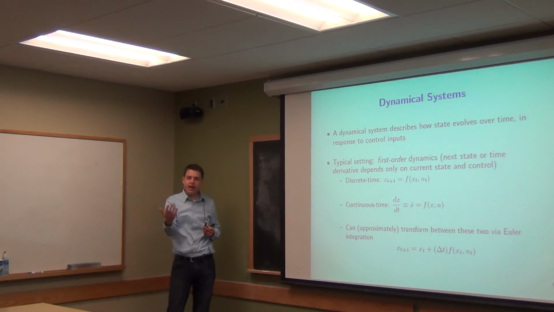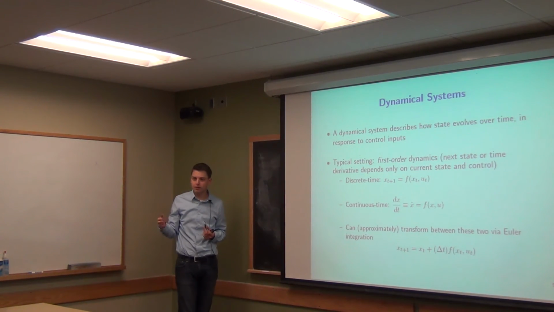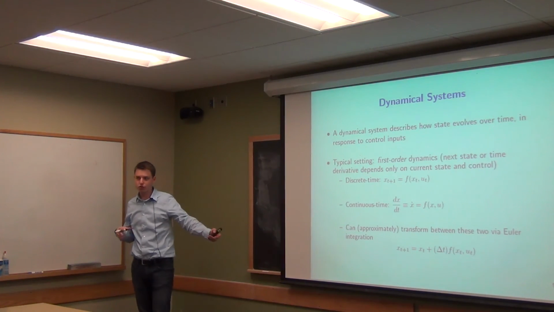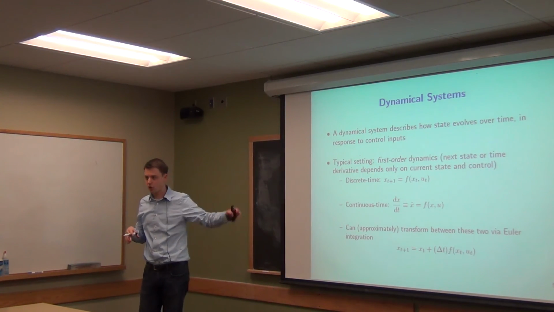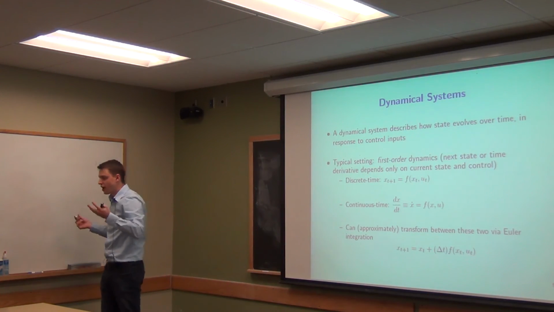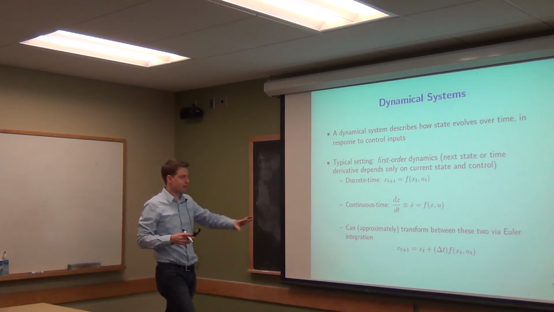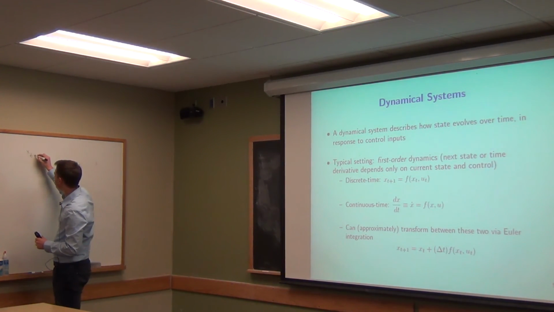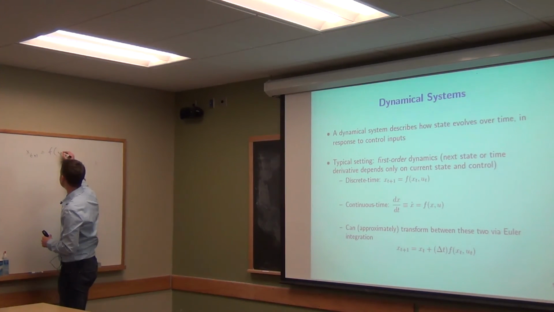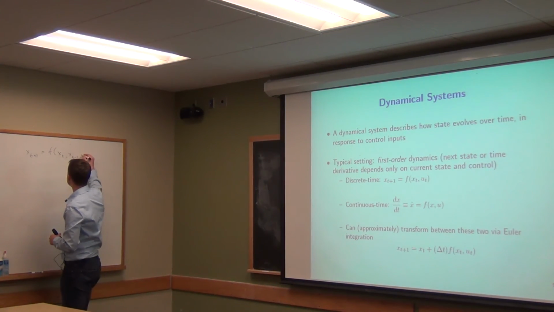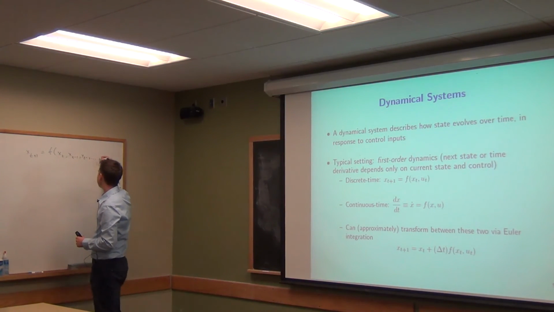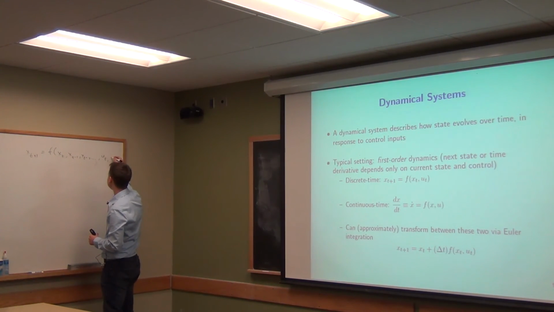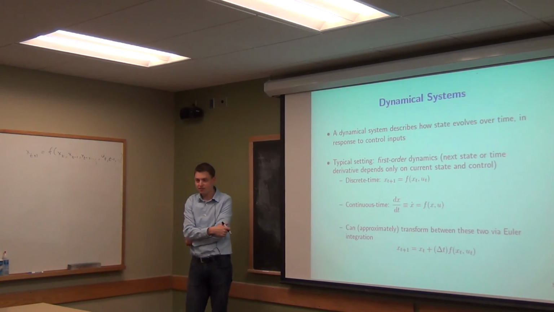Right? Because the future state could potentially depend on all the past states you've seen and all the past controls you've seen, according to this definition here. So say we're having discrete time. I'll talk about discrete and continuous time down here below. But we could have a case where the state at time t plus 1 is some big function of the state at time t, t minus 1, t minus 2, etc., and also u at t and t minus 1, etc. That's possible. That's still a valid description of a dynamical system.